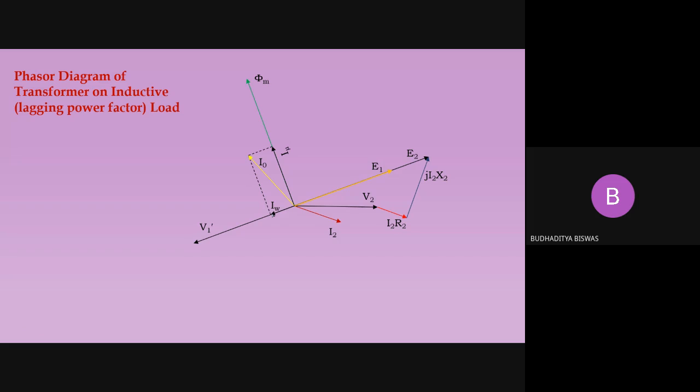After that, we need to find out the referred value. So this is the I2 dash. As we have just discussed in the morning, I2 dash is nothing but I2 by A, because I2 is the secondary current. If the secondary current is referred to the primary winding, then it is divided by A. So I2 dash equals I2 by A.